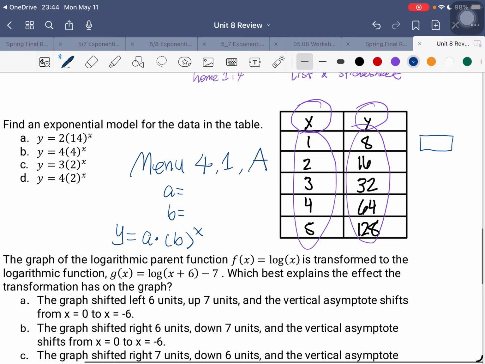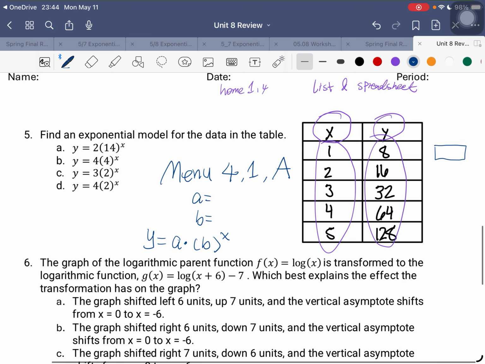Now I need you guys to type into the calculator and give me the answer. Everyone needs to do it. I'll come to check your calculator.